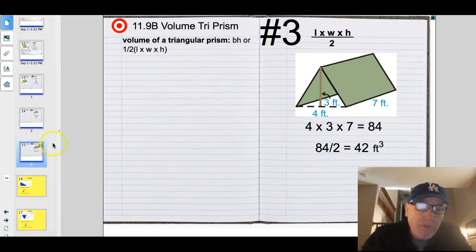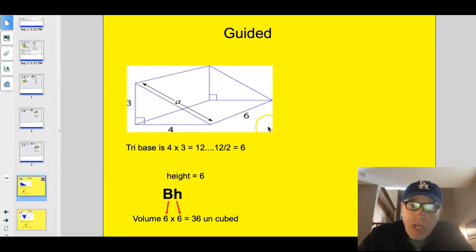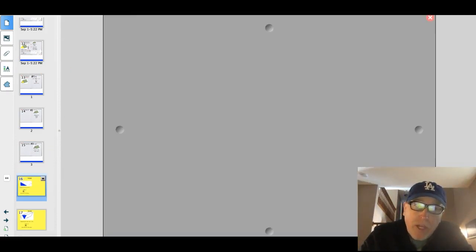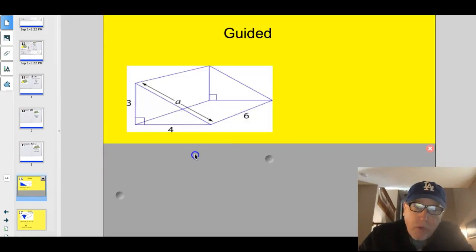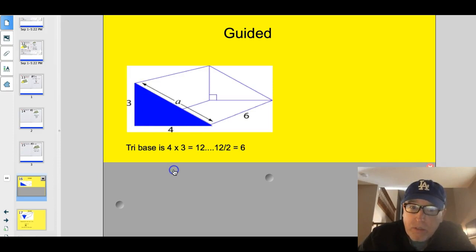All right, time for you to try some here. I'm going to keep focusing on big base times height here. So let me go ahead and drop a screen in so you can't quite see it yet. We're going to find the volume of this prism right here. Okay, so I've highlighted the base. Can you see the base of it? And can you see the height? Well, what's 3 times 4? There's our 12. We divide that by 2. We've got a base of 6.